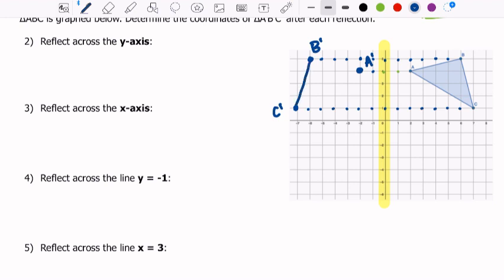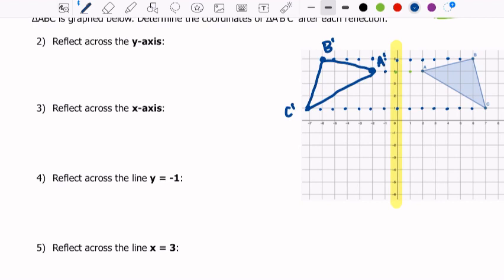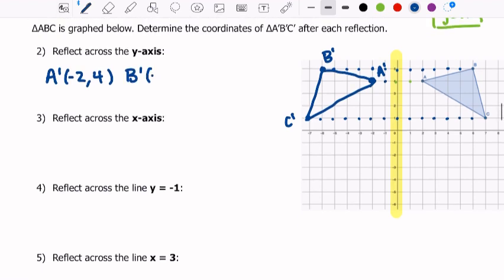And then with this is a triangle, so let's go ahead and connect our vertices together. Okay, so that was reflecting over the y-axis. Let's go ahead and list out where our coordinate points are. So A prime ended up at -2, 4. B prime ended up at -6, 5. And C prime ended up at -7, 1. Okay, so that was our reflection over the y-axis.